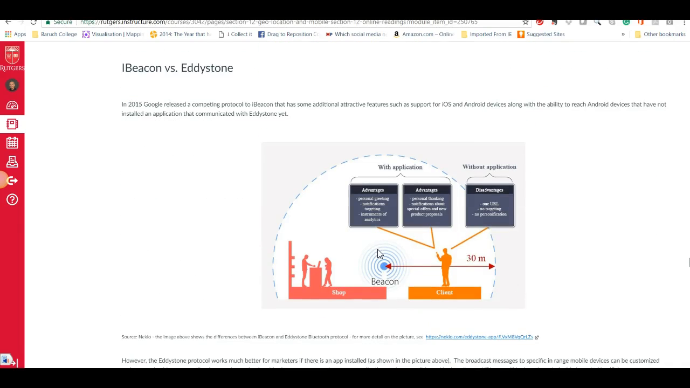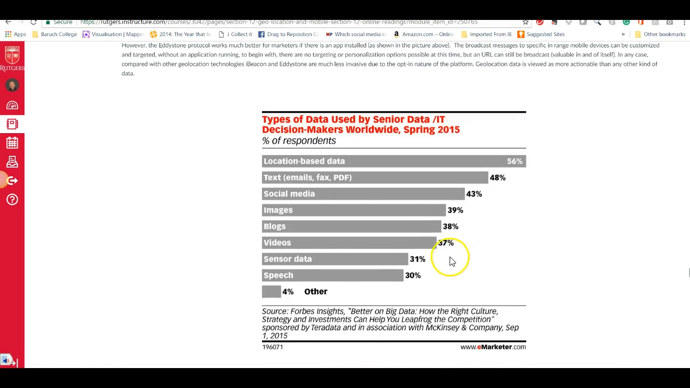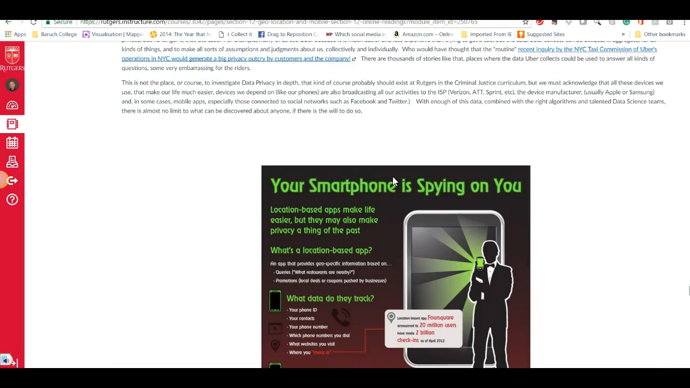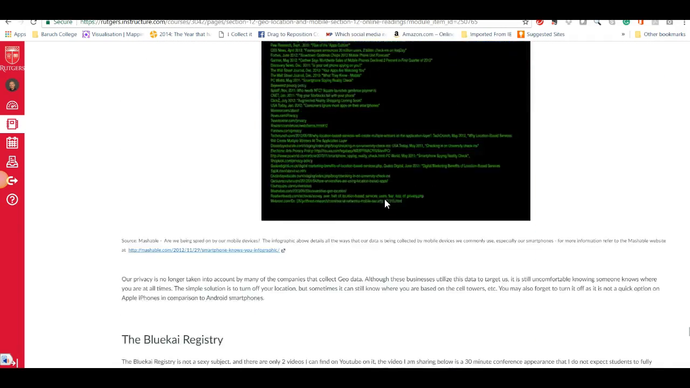There are different protocols, iBeacon versus Eddystone. There are some differences, but of course, executives prefer that this location data is more useful. It is, but again, it's generating all this data, the data that's being picked up all over the place.